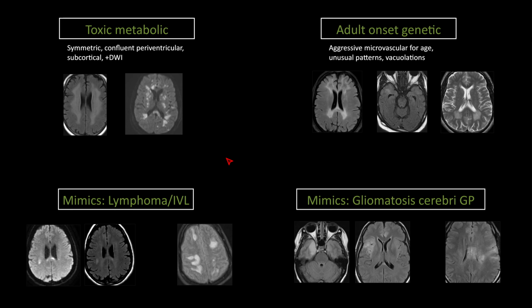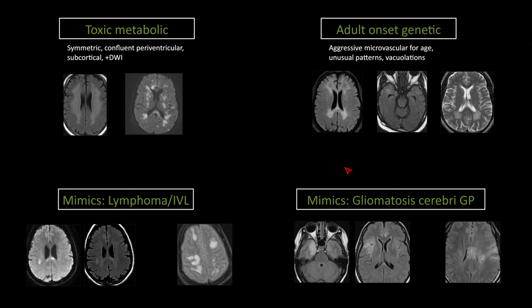We talked about a number of toxic metabolic white matter disorders, and some of the common features are that you'll have these symmetric, confluent, periventricular and subcortical white matter hyperintensities, and in the acute setting, these things can diffusion restrict.